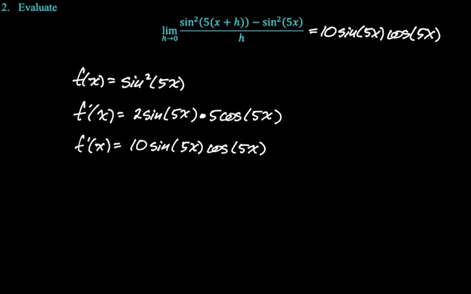Also, because 2 sine a cosine a is the sine of 2 times a, we can say it's 5 times 2 sine a cosine a. So it's 5 times sine of 2 times 5x, which is sine of 10x. So another option is this. You're not going to run into that in Calc AB, but it's a really good idea to know that because in a lot of other applications you will see it.